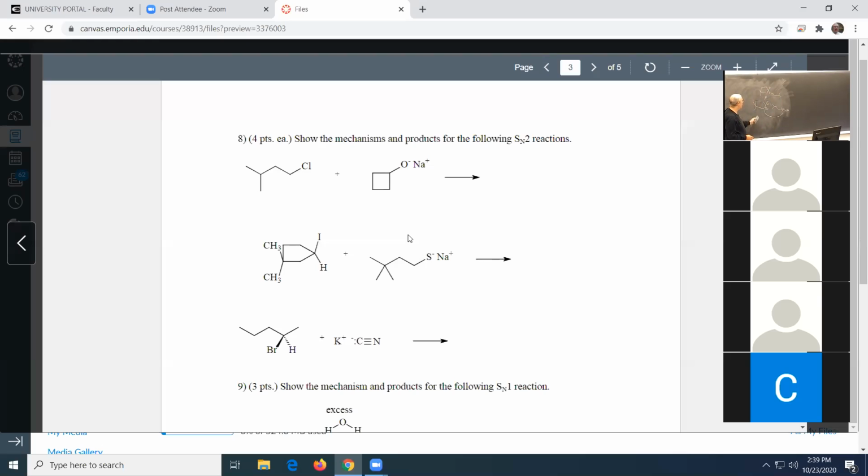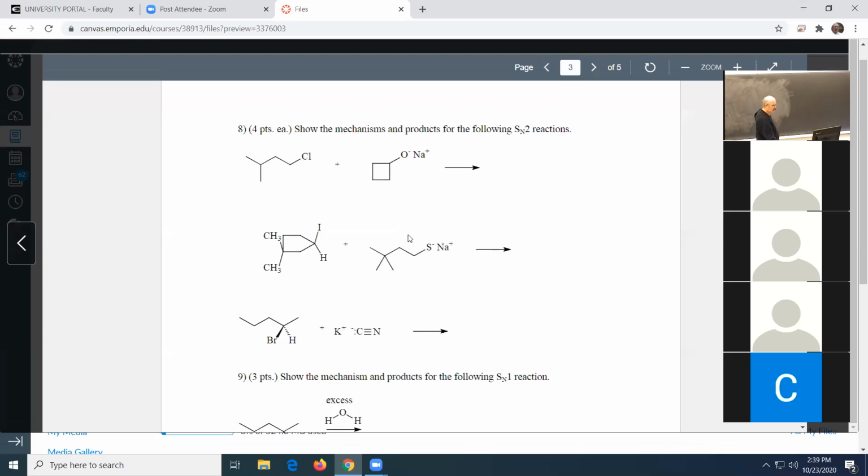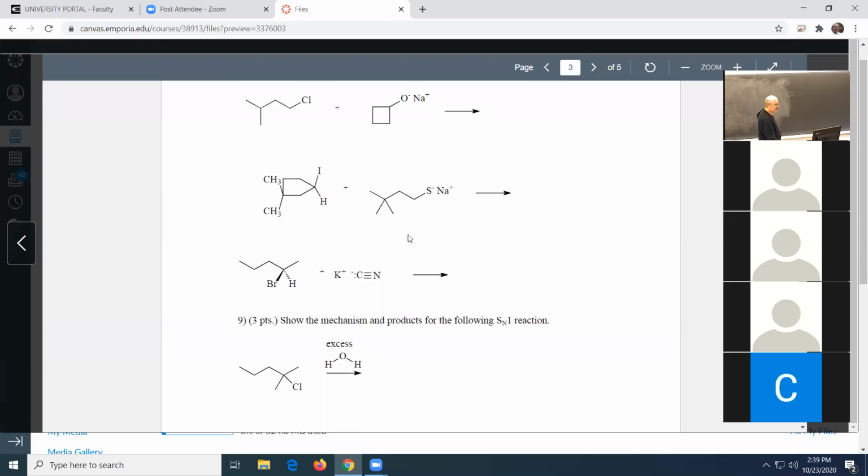Okay, since the nucleophile has to attack from behind, it's going to push this hydrogen to the other side. Okay, and that's the same way with the third example.